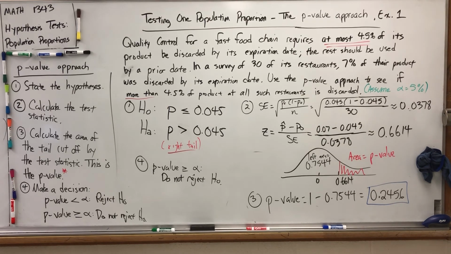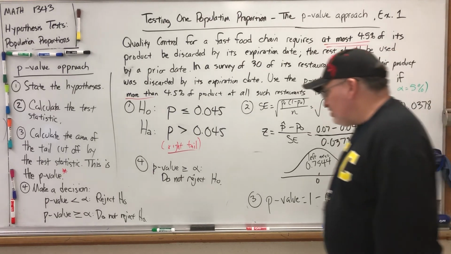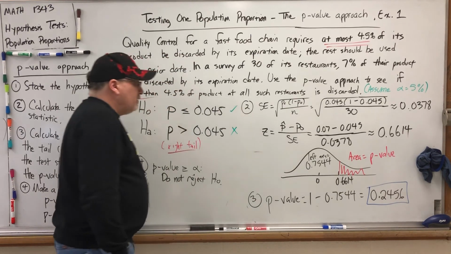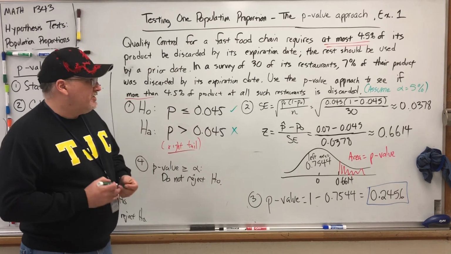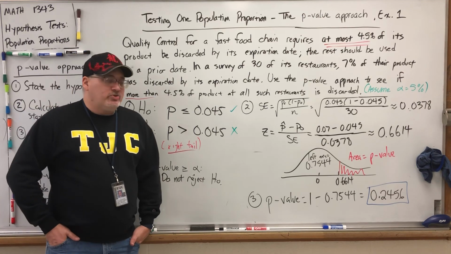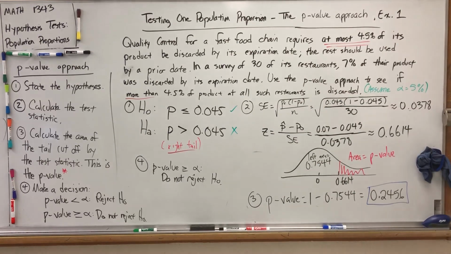There is a fifth step, which I don't have room to write, but the fifth step is to answer the question in context. There was no question stated, but if I had to answer this contextually, I would say, well, we're being asked to see if more than 4.5% of the product is discarded. We did not reject the null hypothesis, so we kept it. Can we see if this happened? It didn't. We cannot conclude that more than 4.5% of product at all such restaurants is discarded based on this particular sample.